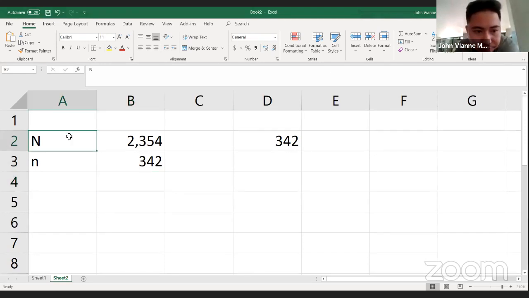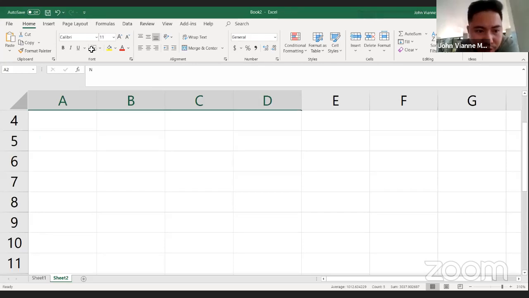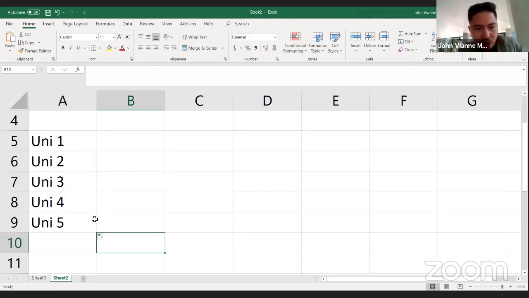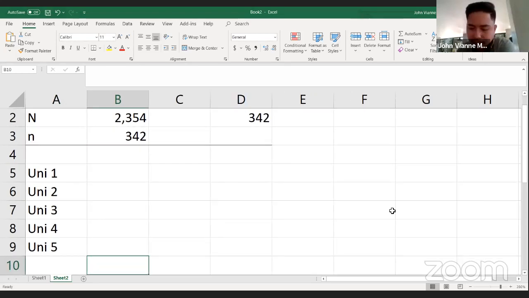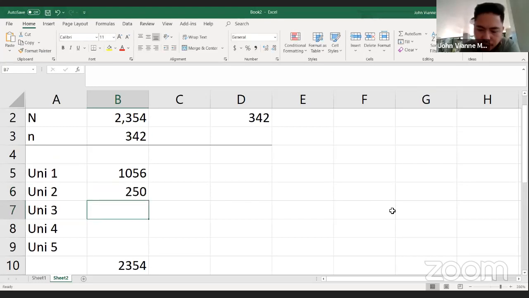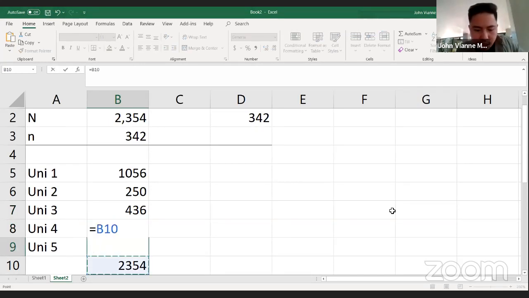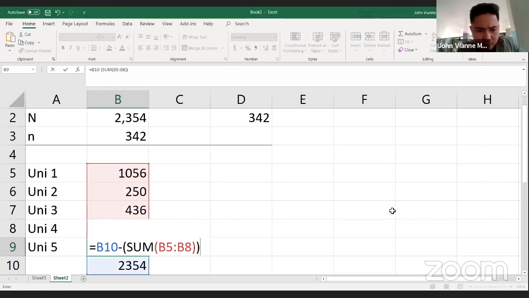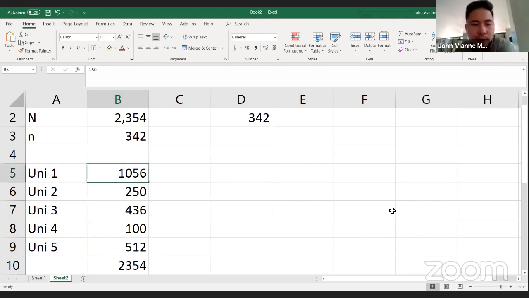Now, here's the catch. Remember that these 2,354 students are coming from 5 universities. So you have Uni 1, and the total number of accountancy students from them is 2,354. So what we're going to do is, we have around 1,056 students from this one. This one is 250 students. We have 436 students. We have 100 students, and the rest is, minus some. Okay, we have 500 students here.